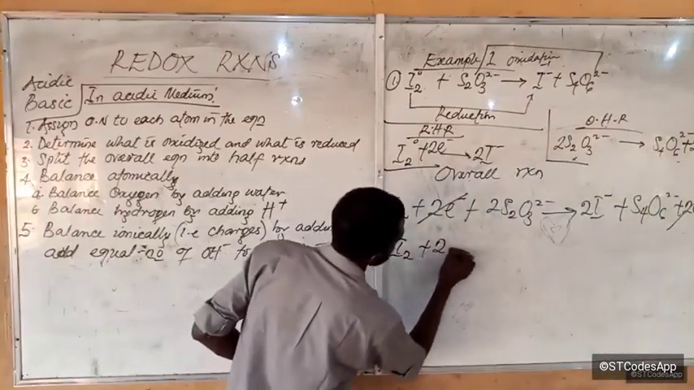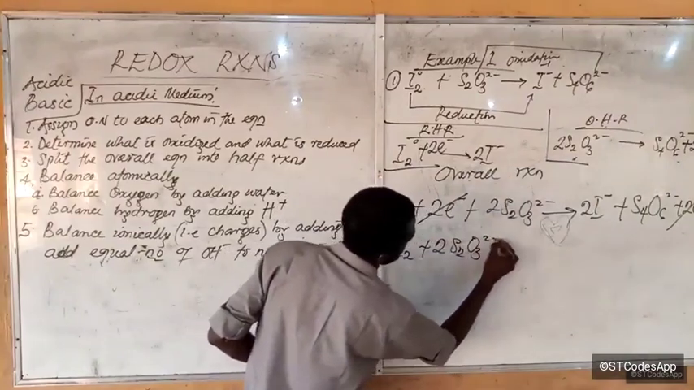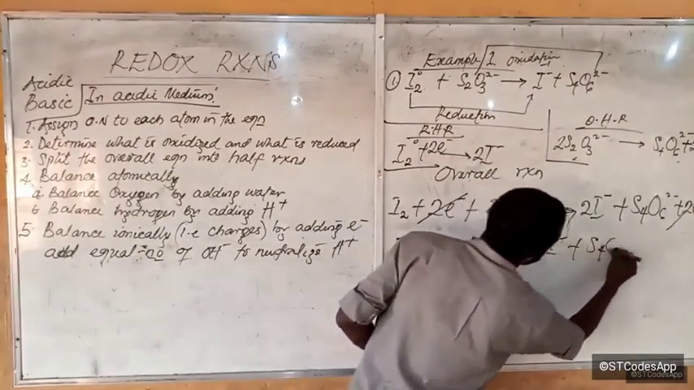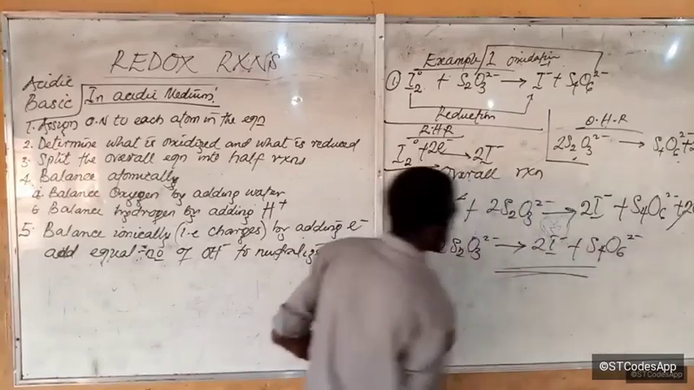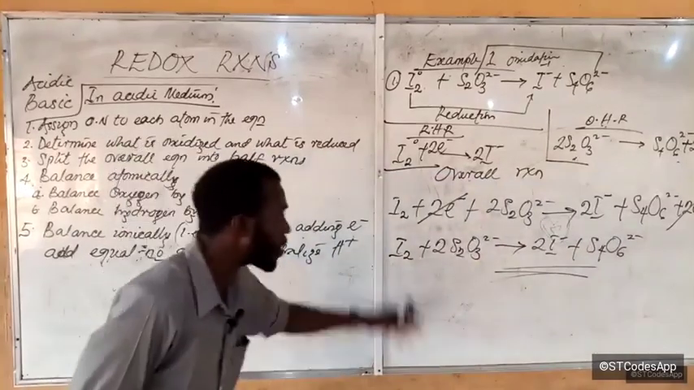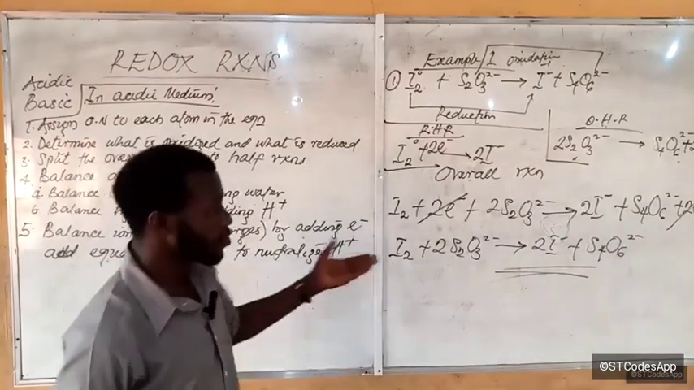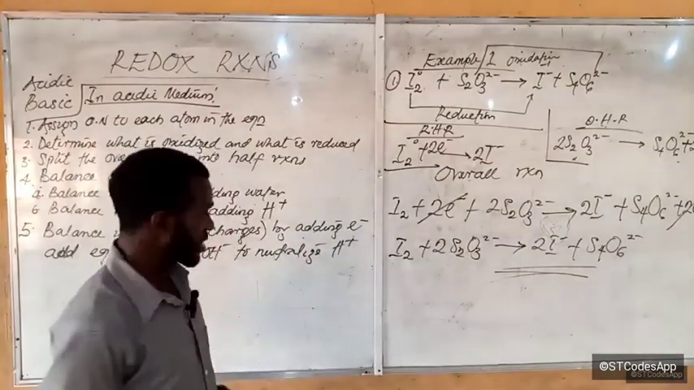I2 plus what? 2S2O3 2 minus to give 2I minus plus S4O6 2 minus. And that is our answer. If you check, it is both atomically balanced and ionically balanced. And we can check together.